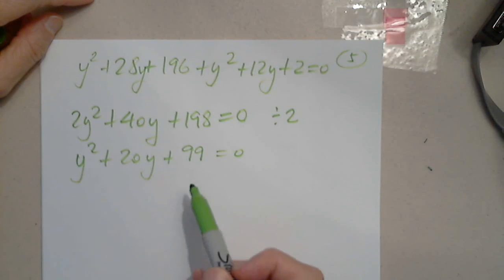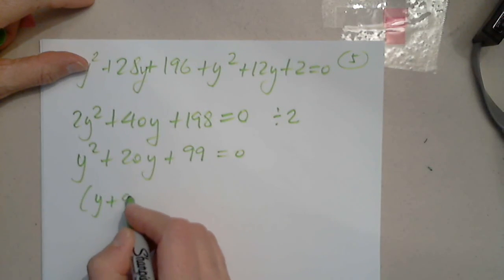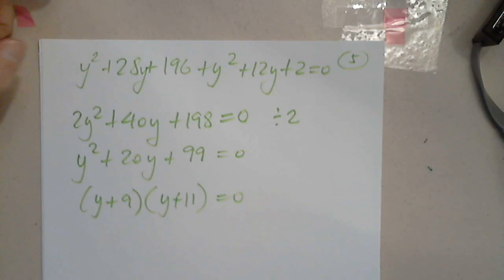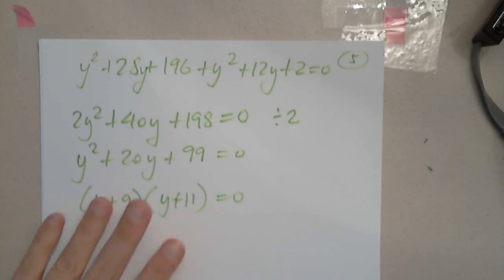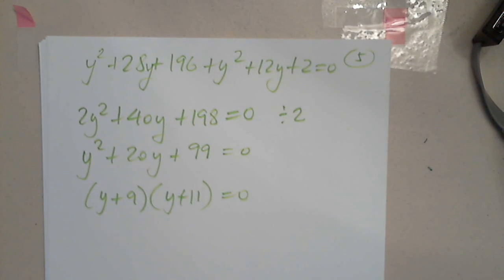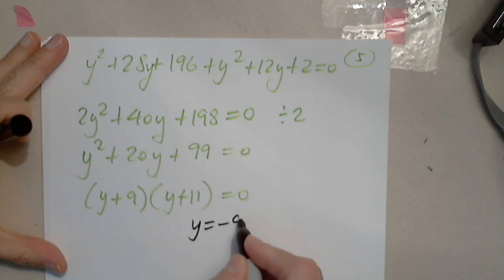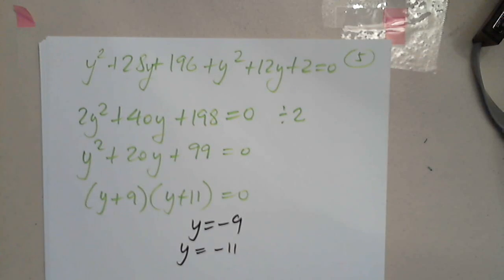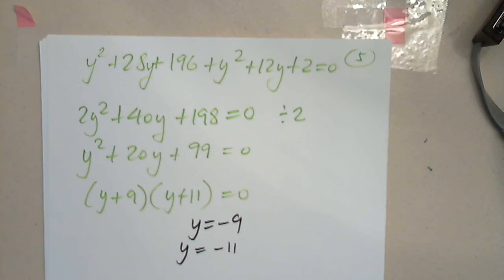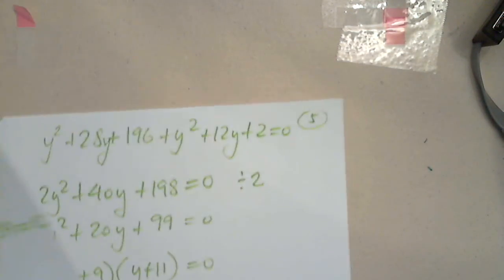And if I don't see 9 and 11, I can use the quadratic formula. The product is 99, the sum is 20. So there are two options, y equals negative 9 and y equals negative 11. But remember, that's good, but that's not good enough.